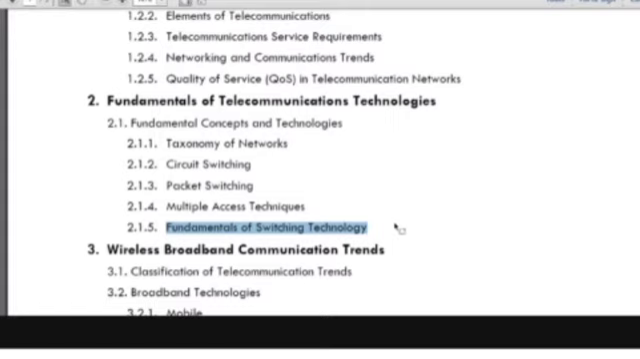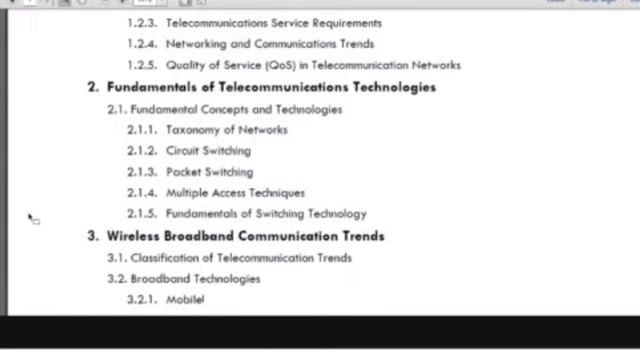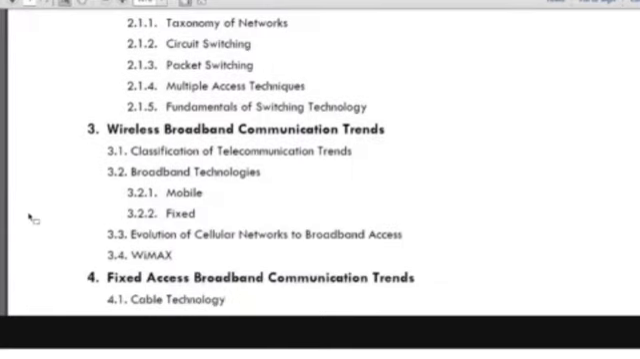So after a brief discussion of fundamentals of telecommunication technologies, we are going to start the third lecture, a discussion about broadband communication systems. We will start with the definition. Basically, we will have categories. We will have wireless broadband and wired or guided medium type of broadband technology.